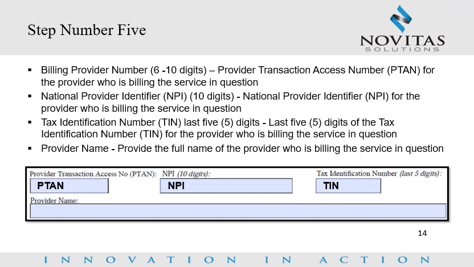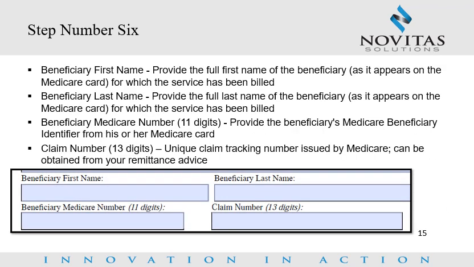The full name of the provider who is billing the service in question. We will type in provider or group name to show as an example. Step number 6. Step number 6 has the beneficiary privacy authentication, so please complete this section in its entirety. Again, due to privacy restrictions, I will type in generic details in each field.